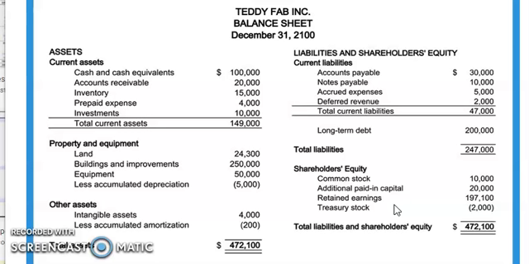Treasury stock is how much of the stock the company bought back. Treasury stock is always going to be negative. So in this case, Teddy Fab bought back $2,000 of its own stock for maybe various reasons. It could be a lot of reasons why. But that's what treasury stock is. Treasury stock is always going to be negative. And like I said, once again, total assets always have to equal total liabilities plus shareholders' equity.